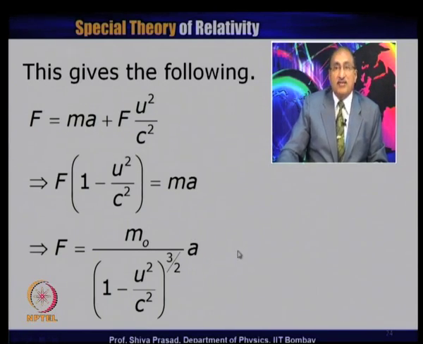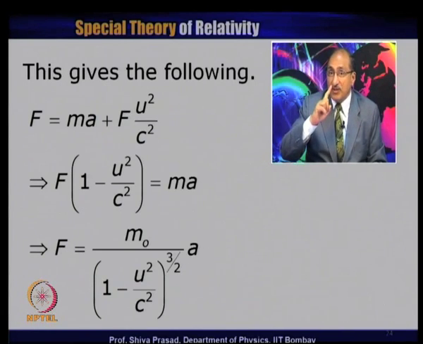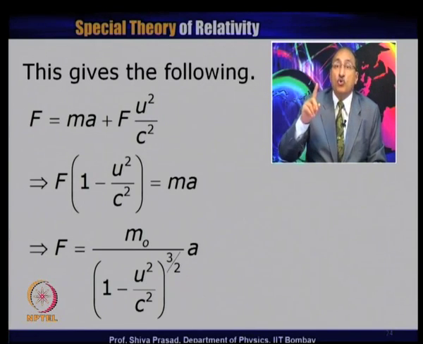Very interesting result, because it says that in this particular case, force is related to acceleration, force is in the same direction as acceleration, but the mass of the particle will behave as m naught divided by 1 minus u square by c square to the power 3 by 2. It is gamma u cube. While in the case of transverse motion, when the force was perpendicular to u, it was just gamma u. But in the case of one dimensional motion, it is gamma u cube.